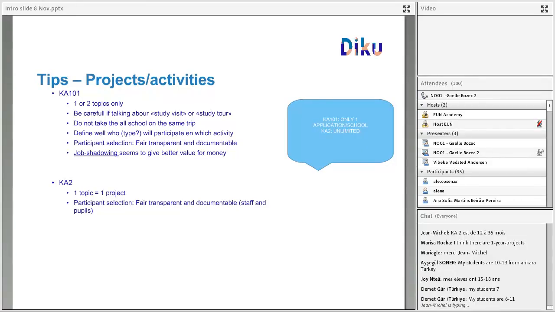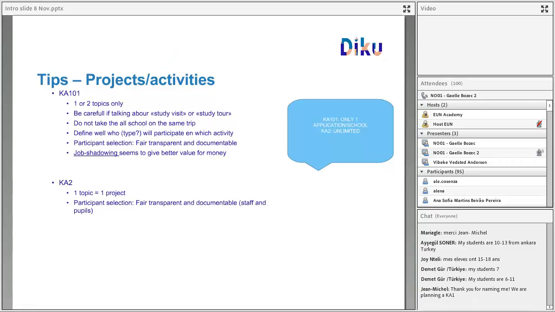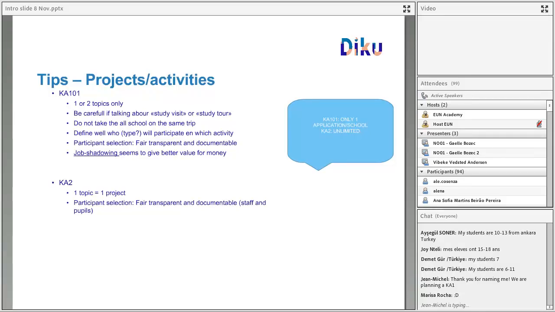Participation selection has to be fair, transparent, and documentable. Remember that. You cannot pick someone because you like this person. The head of the school cannot pick someone because this person is going to retire and they want to thank them. It doesn't work like that. And last tip on the mobility project, give a privilege to job shadowing because it seems to have better value for money, and it's quite appreciable.